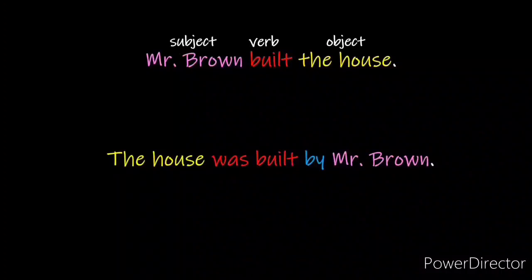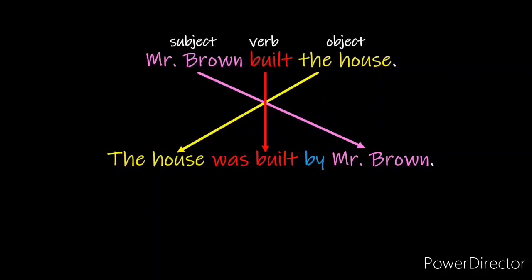Let's see another example here. So, this active voice sentence has a subject, Mr. Brown performing the action, that is built, on the house, which is the object. If we convert this into passive voice, we can see that the object has taken the place of the subject here, which lets us focus on the action more. And we use the conjugated form of to be plus the past participle of the verb followed by the by agent, which was actually the subject in active voice.